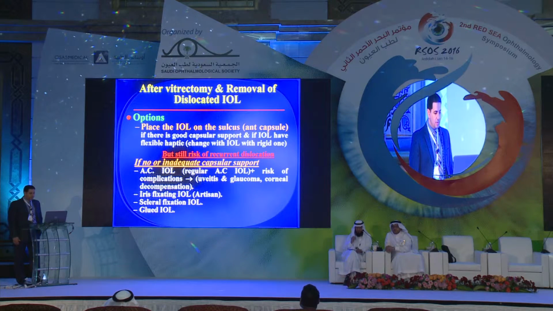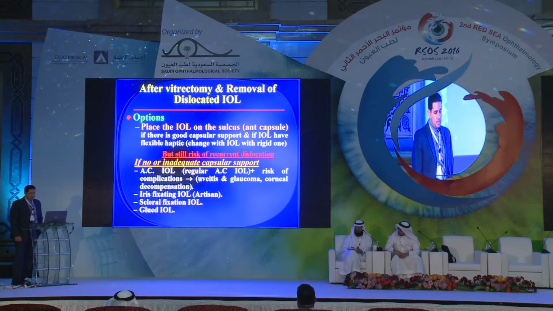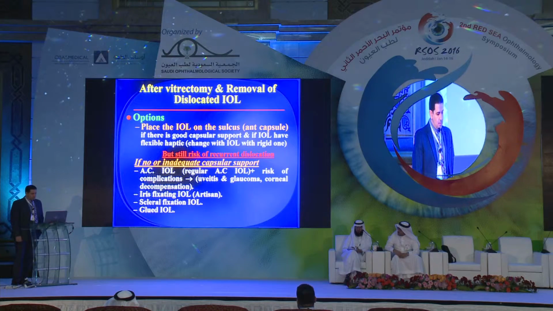Cystoid macular edema is one of the complications after vitrectomy. What we will do after vitrectomy and removal of the dislocated IOL? The options: number one is to place the IOL in the sulcus if there is adequate support in the anterior capsule, but still there is a risk of recurrent dislocation.